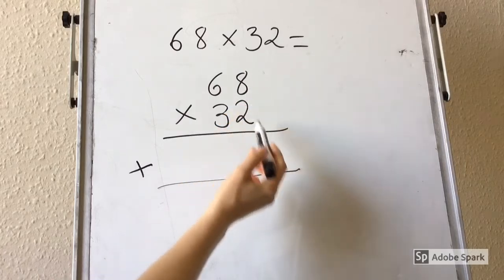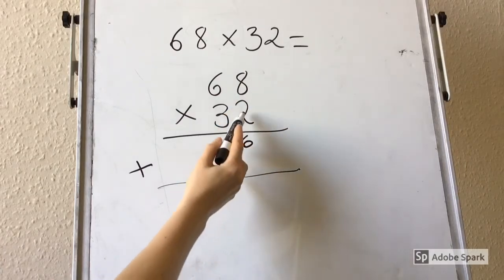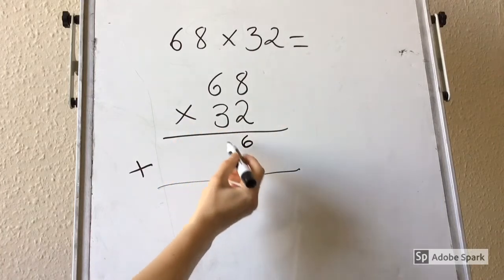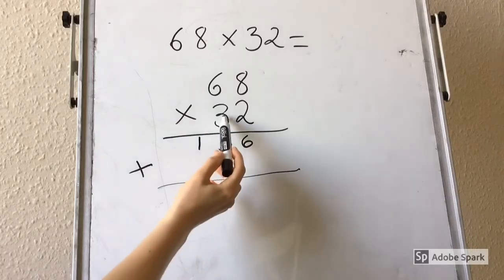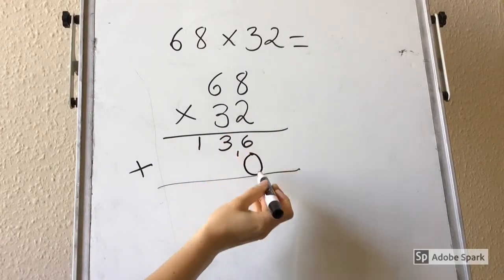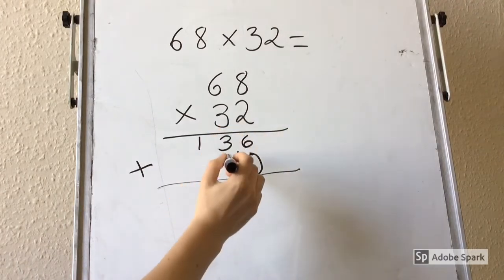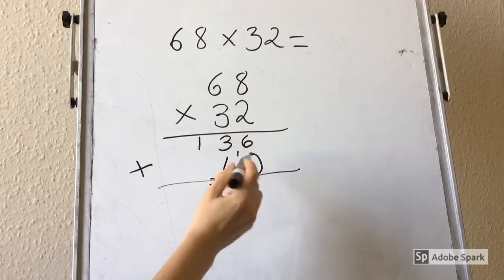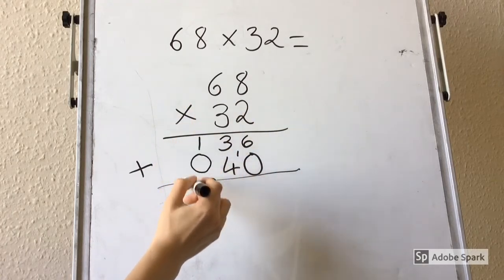So starting with step 1, 2 times 8 is 16, so I'll put the 6 here, carry the 1. 2 times 6 is 12, but we've got a 1 underneath, so that makes 13. For step 2, we need to remember that this is 30 times 8, not 3 times 8. So a good tip is to add a 0 in at the start, because 30 times 8 is 240, not 24. Once you've done that, you can carry on as normal, so carry the 2. 3 times 6 is 18, add on 2, that makes 20.